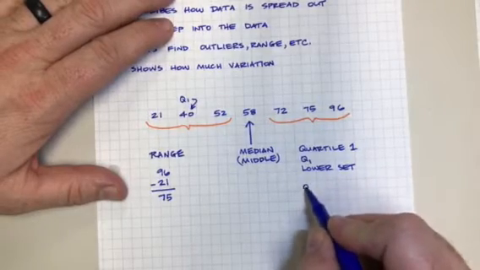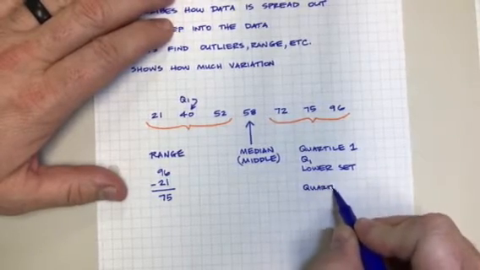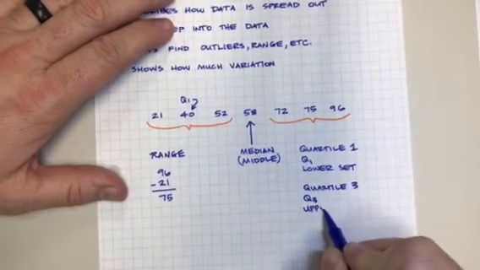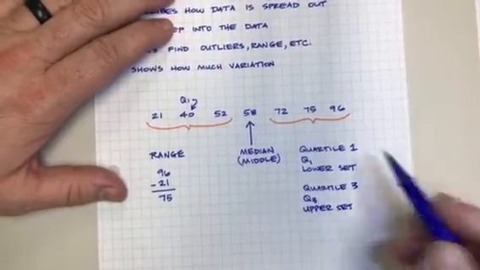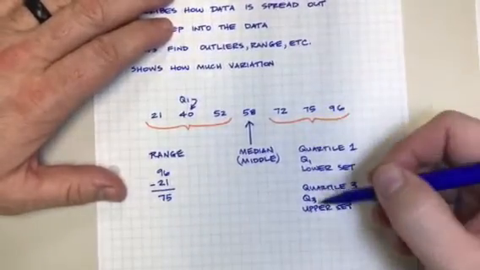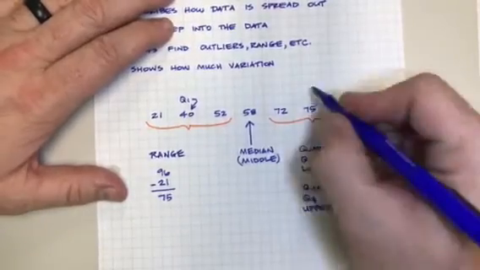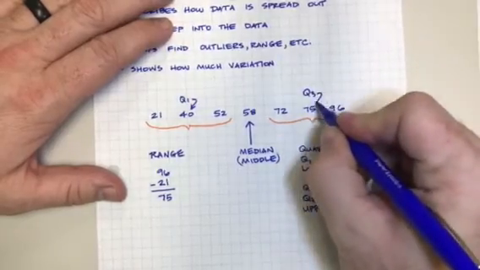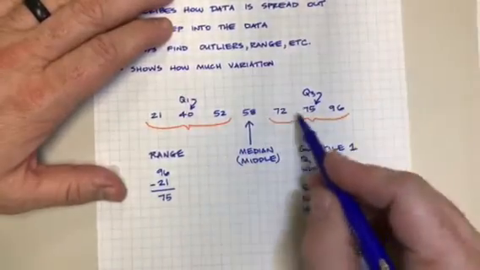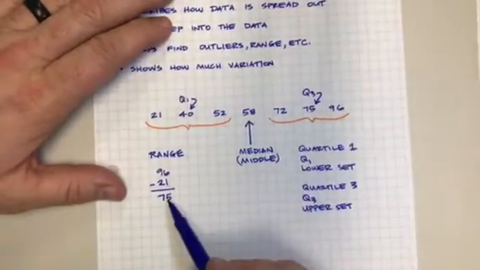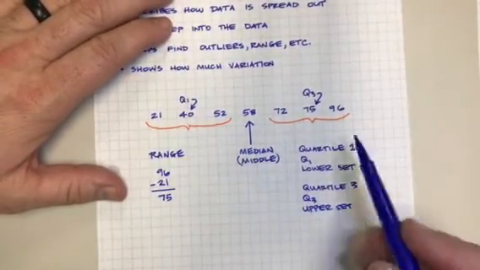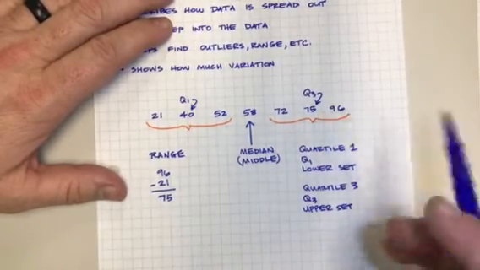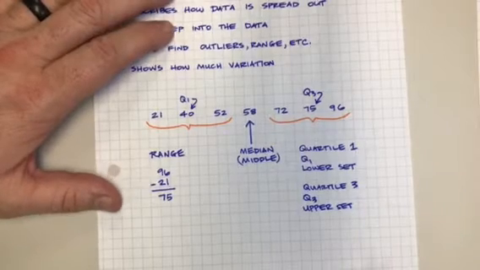Quartile 3, or sometimes called Q3, or the upper set, is the larger set on this side. And Q3 means the middle of that set. So out of this upper half, okay, Q3 is 75 because it's the middle number in this set of data. So we have found the range, we have found the median, we have found Quartile 1 is 40, Quartile 3 is 75. Okay.